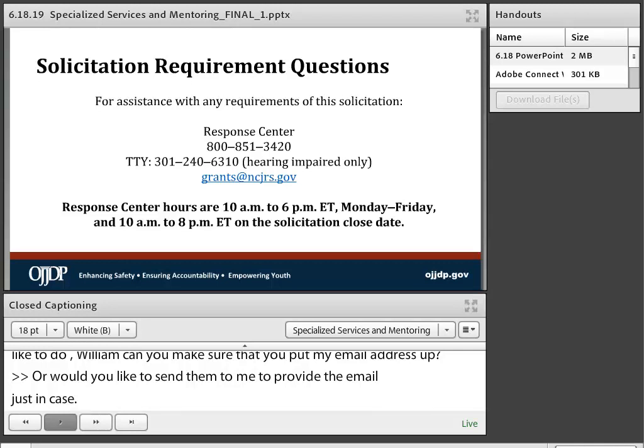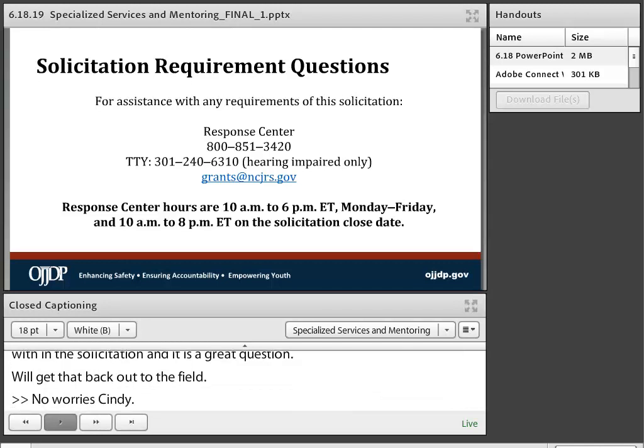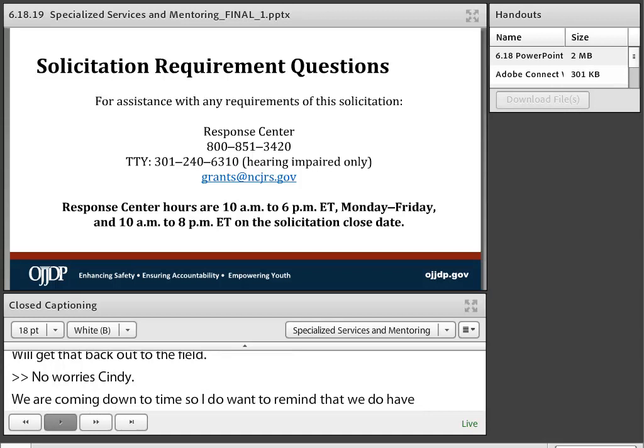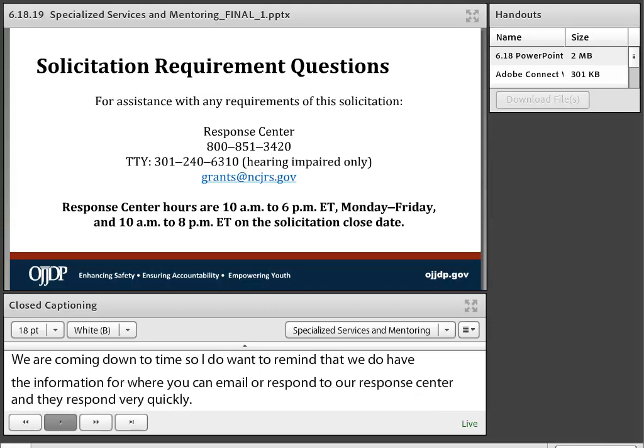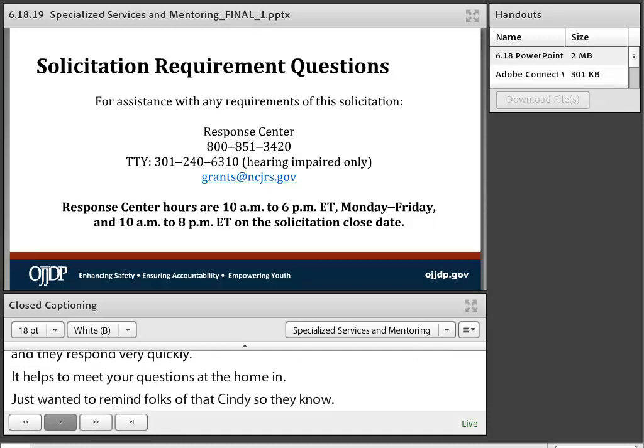Yeah, sure, no worries. And we are coming down to time, so I do want to remind folks of the slide here. We do have the information for NCJRS where you can submit questions and even call the telephone number to the response center. They respond fairly quickly, and it also helps to document your questions as they come in. Just wanted to remind folks of that too, Cindy, so that they know where to send those questions. Yeah, sure. It's a good question and possibly a miss, so that's why I appreciate these calls as well. We learn what we can do better too.